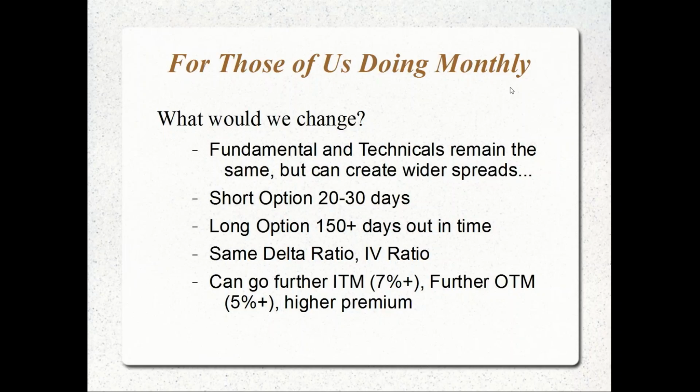All right? So weekly diagonal put criteria, same situation for the options. The short option, 0 to 8 days out in time. The long option, 30 to 60 days out in time, and you can go 14 days out as we discussed. This is just a general view. We want the IV ratio greater than 1. You still want a delta ratio of greater than 1.6.